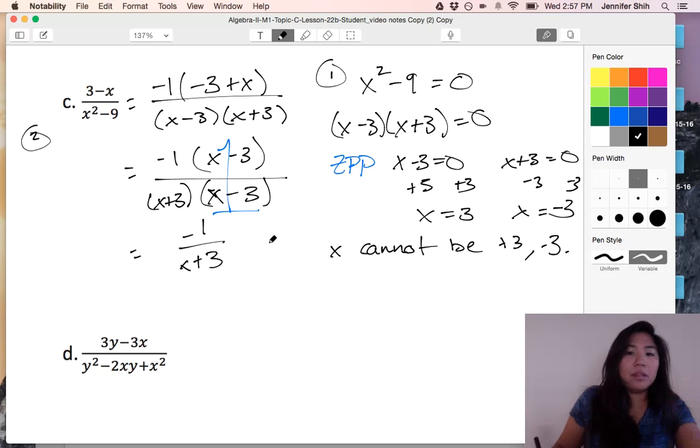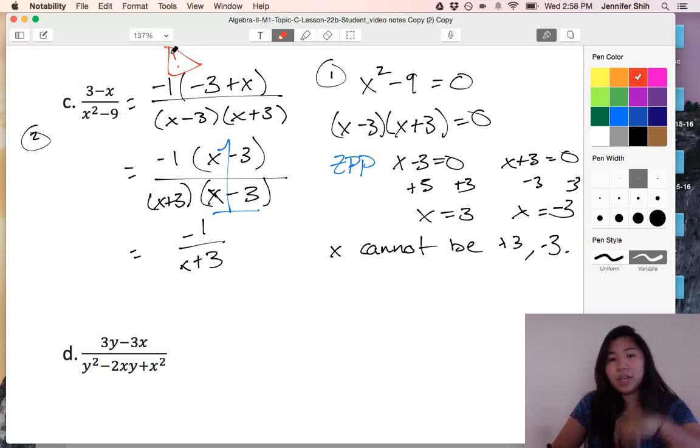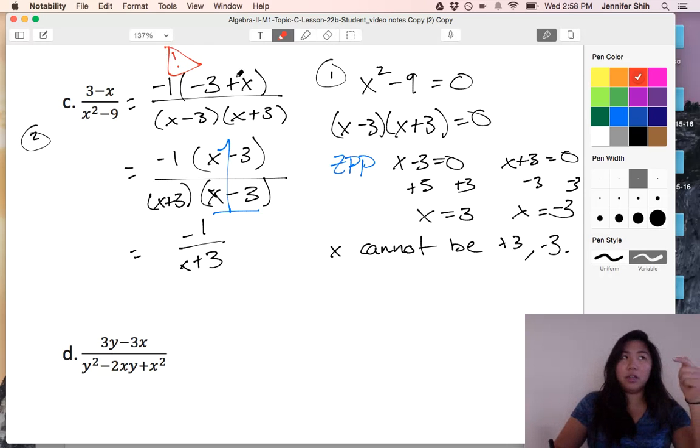Okay? If you are one of those people that this part confuses you, to factor out negative 1, put a little caution sign, ask questions about it. These are good questions. Or if you need more examples on this, these are good examples to practice.